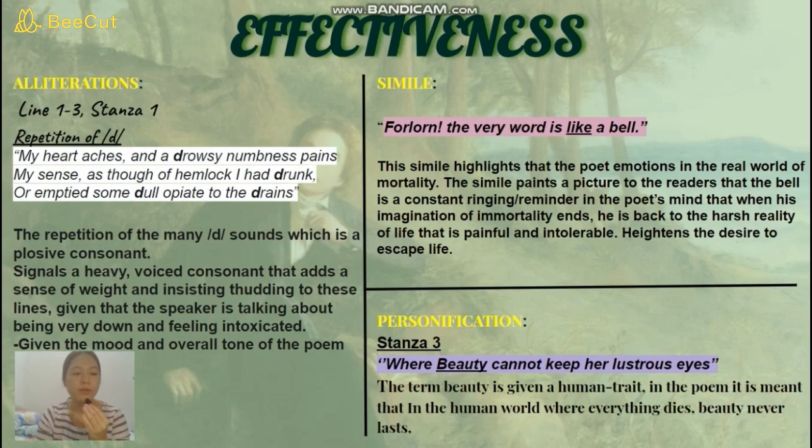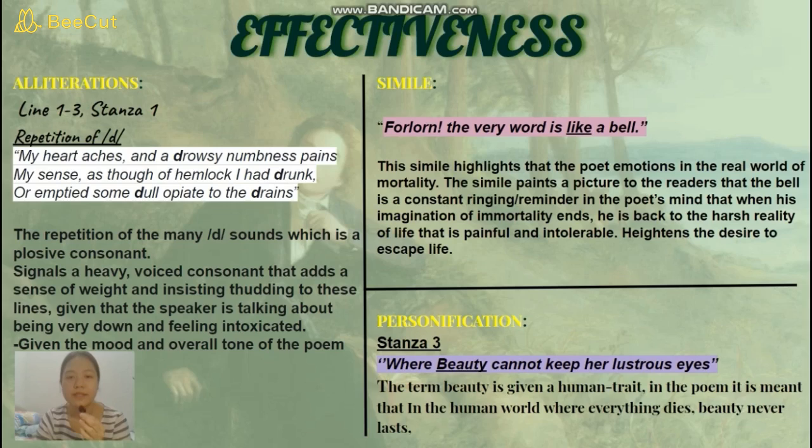Given that the speaker is talking about being very down and feeling intoxicated, when we analyze the poem Ode to a Nightingale, it is appropriate to assume that the poet has carried a lot of burdens on his shoulders. The mood of the poem is rather depressing and sad, and if we understand it, it shows clearly that the poet is depressed and is often looking for ways to escape the reality of life, be it through drinking alcohol or through imagining things that bring immortality.